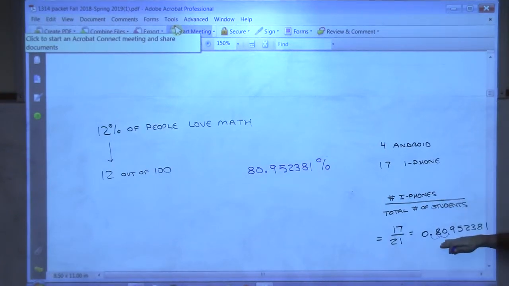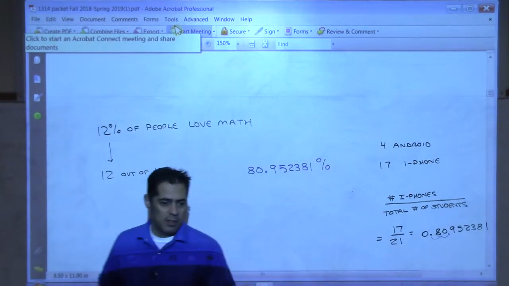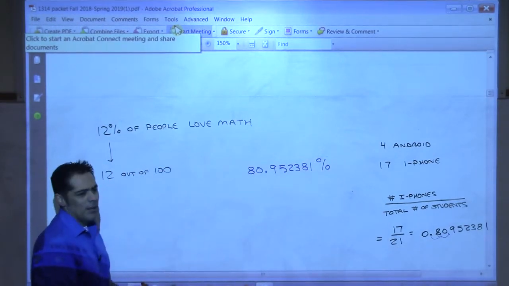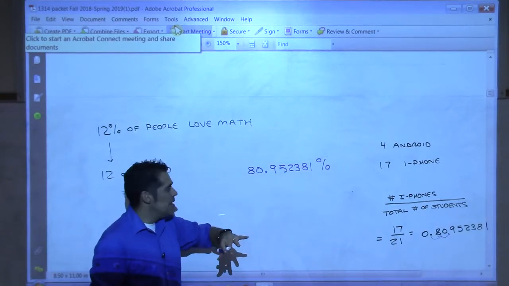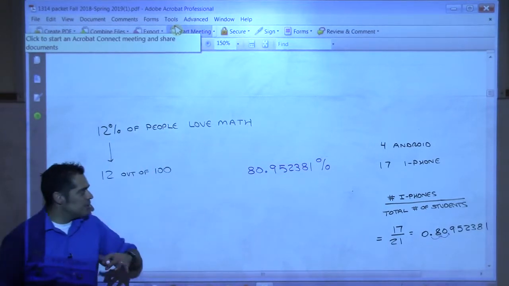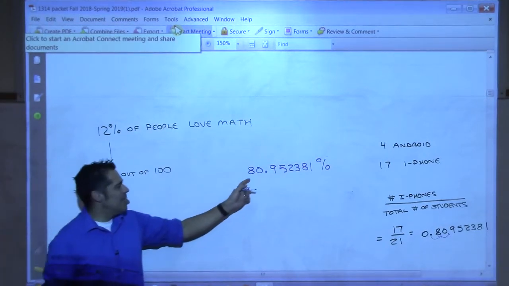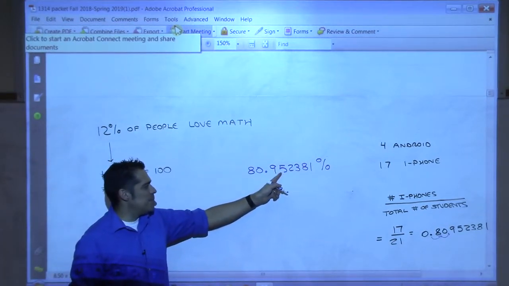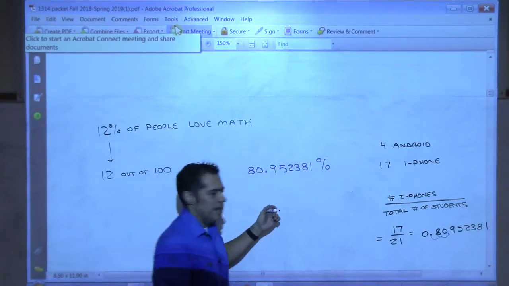So here's your decimal answer. Here is your percentage answer. Now, we don't need all those decimal points. We don't need all those numbers. So let's round this, all right? This is about how much? You could say 81%, right? You could say maybe 80.9, but 5 is supposed to make that go up by 1. So let's just go with 81%. That's good enough.